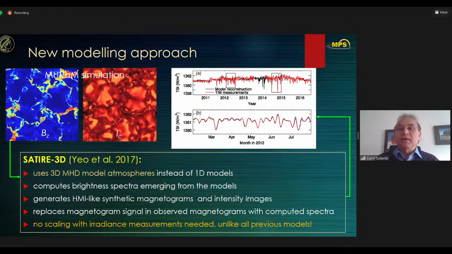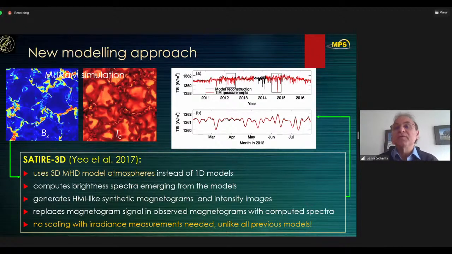And the result is shown on the upper right, where from the period from 2010 till 2017, you have in red measurements by the total irradiance monitor, the TIM, on the SORCE spacecraft, almost covering a solar cycle, and in black, we have the reconstruction using this model and the magnetograms and the continuum images from HMI to get the coverage, but the spectrum is got from the MHD simulations. At the bottom of that figure is a blow up, and you can see the agreement is remarkably good.